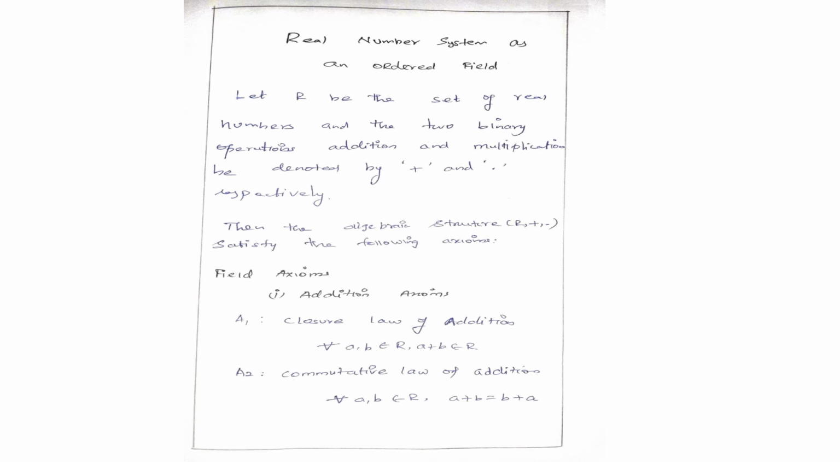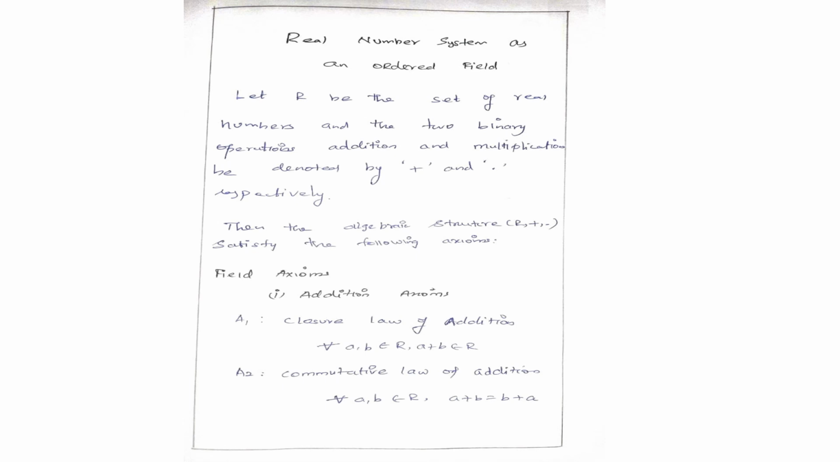Next is the commutative law of addition. Commutative law of addition means if we have any two real numbers a and b, then whether we add them as a plus b or b plus a, the result remains the same. So if we have two elements a, b belonging to the real numbers, when we add a plus b or b plus a, in any order, the result will be the same on both sides.